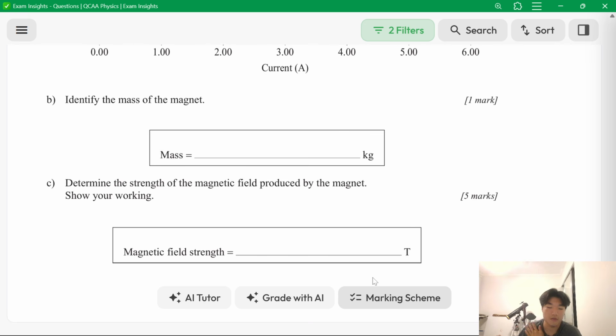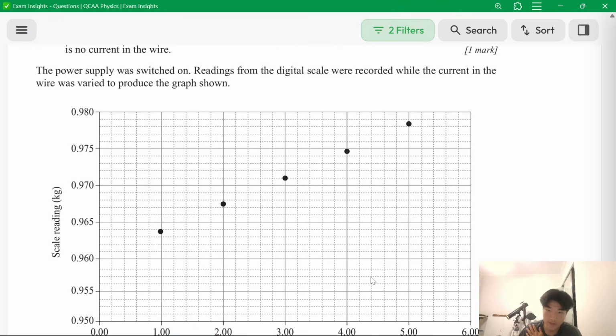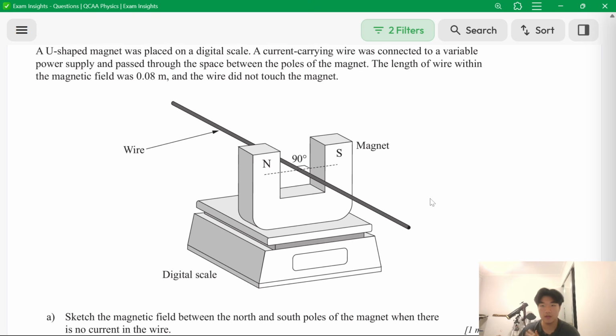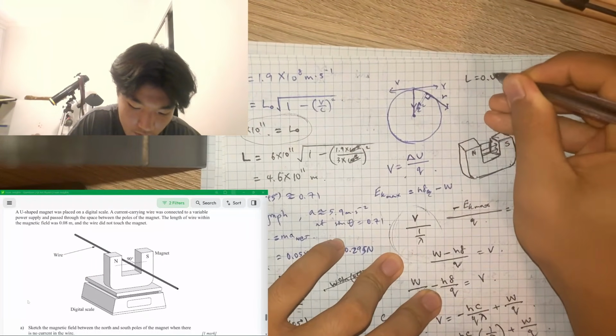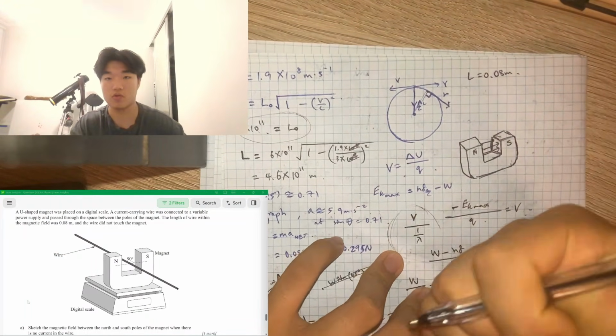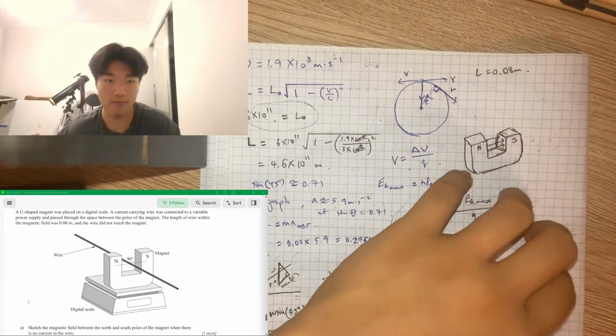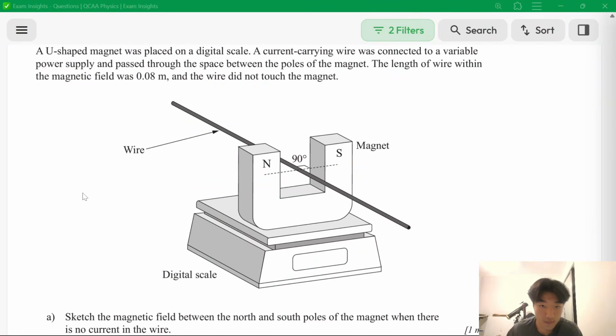Determine the strength of the magnetic field produced by the magnet. Show your working. Okay. The length of wire, pretty important, 0.08. So let's write that down somewhere. It's in meters, thank you. I'm grateful for that. We're given that it's 90 degrees. The wire is perpendicular to the magnetic field.